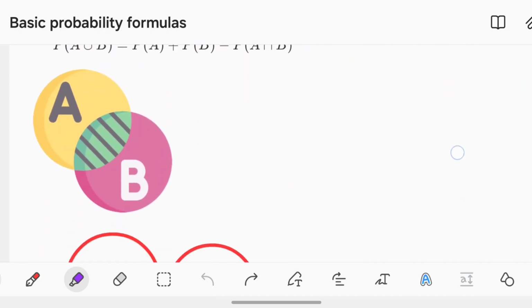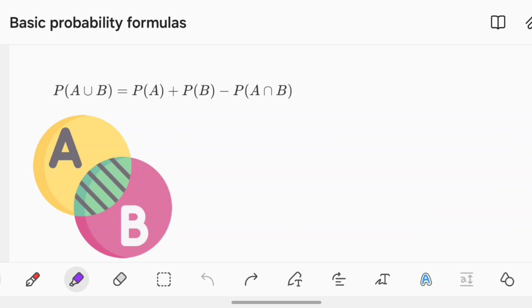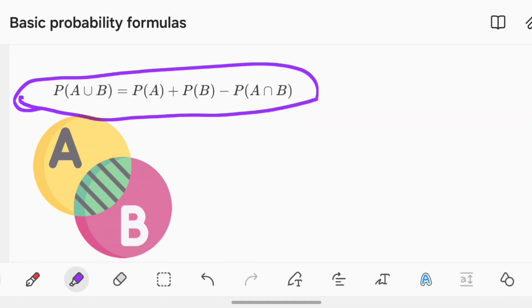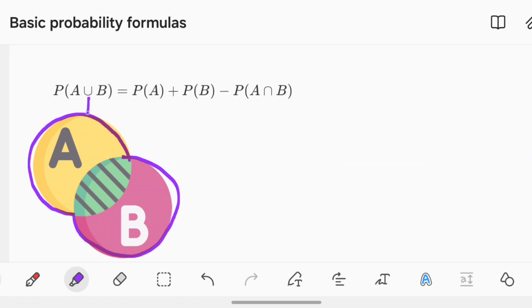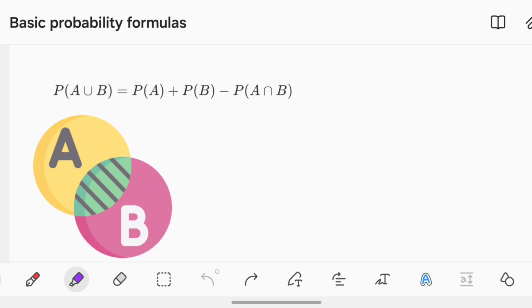Now for the general addition rule in probability, you can use this diagram to remember this formula. So here you can see that the union of the two sets A and B is this whole area together. And now A is here, and then B is here. And this is the intersection of the two.